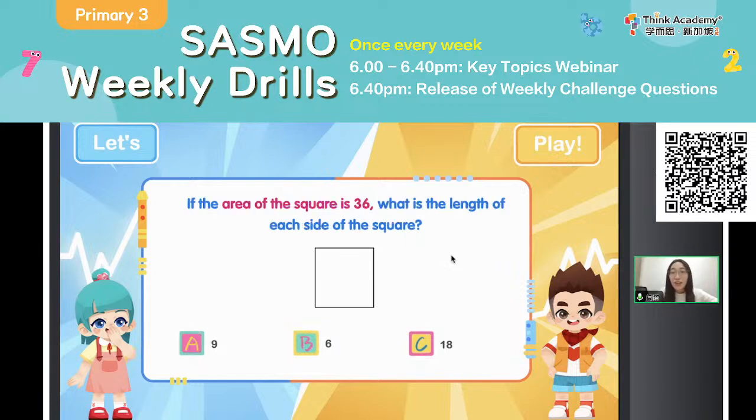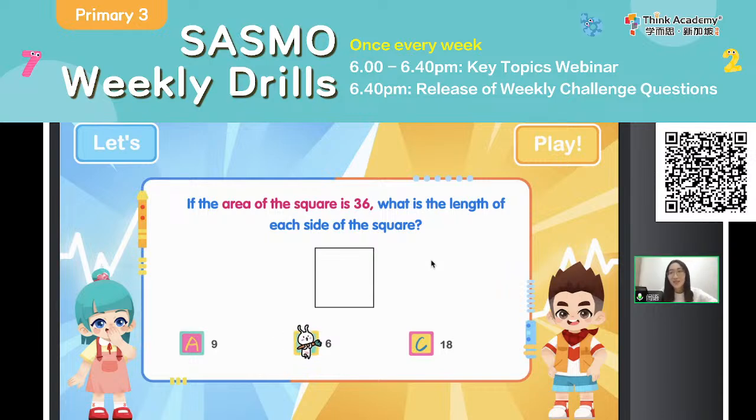Okay, following this, if I just tell you the area of the square is 36, so what is the length of each side of the square? This one is a bit tricky. What is it? No, no, no. Are you sure? What is the length? Think about it. How can we get the area of square? That is a side length times side length, and then you get a 36. So think about it. Which number multiply by itself, and then you can get a 36? What is it?